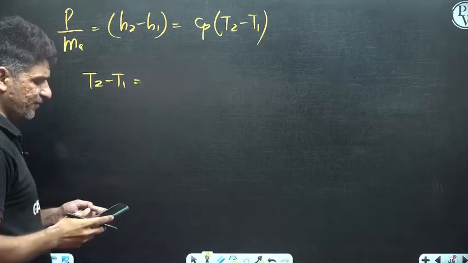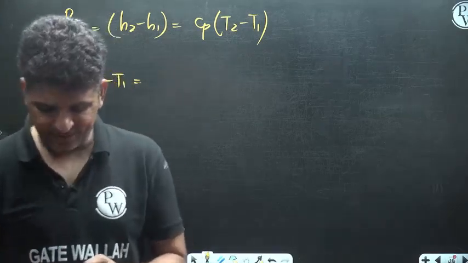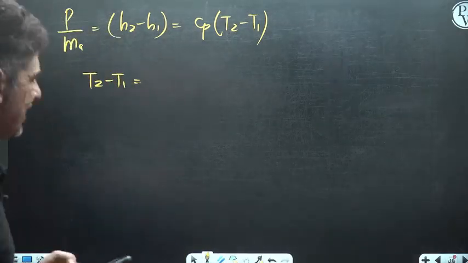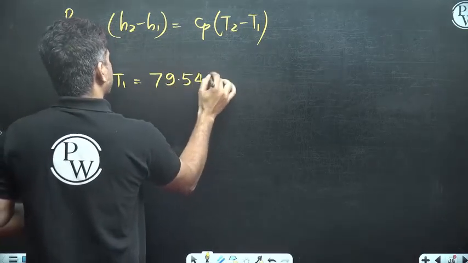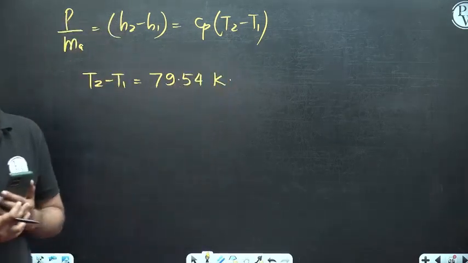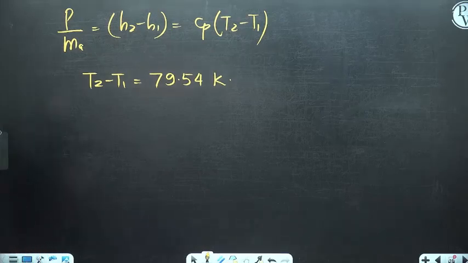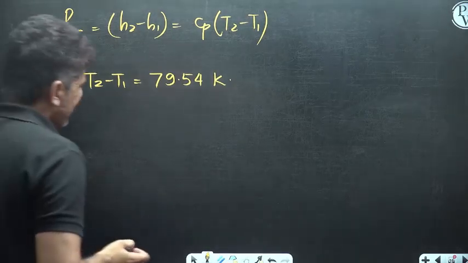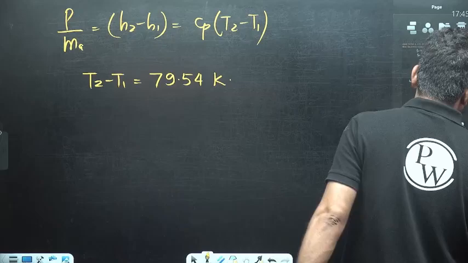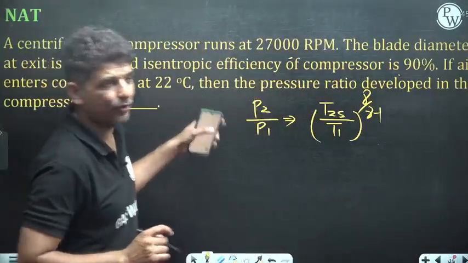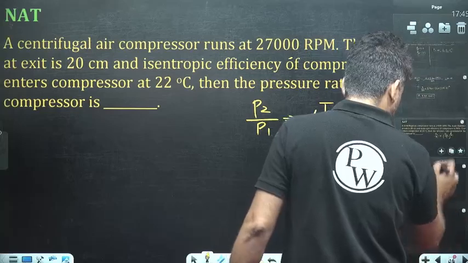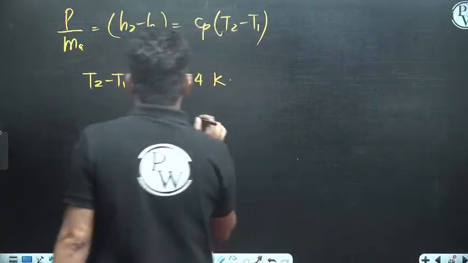So from here I can calculate T2 minus T1. T2 minus T1 will be equal to that divided by 1005. So it will be 79.54 Kelvin. So this is your T2 minus T1. Okay. He has already given you T1. So T1 is 22 degrees centigrade. If T1 is 22, we can calculate T2.